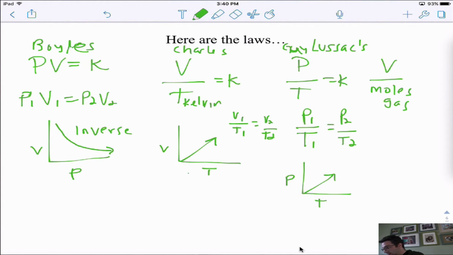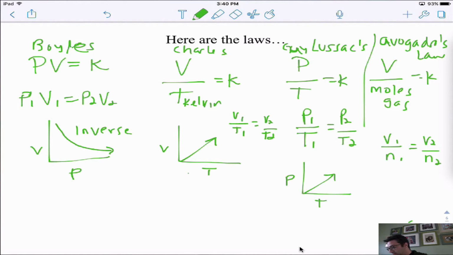Finally, I have volume versus moles of a gas equals a constant, and this is Avogadro's law. And with Avogadro's law, again, we could have V over N for moles in condition 1 equals V2 over N2 for moles, again, where we could graph moles versus volume and have a direct relationship. So all of these are direct except for Boyle's, which is inverse and exponential. Please memorize the names of each of the laws and what each of the laws look like.